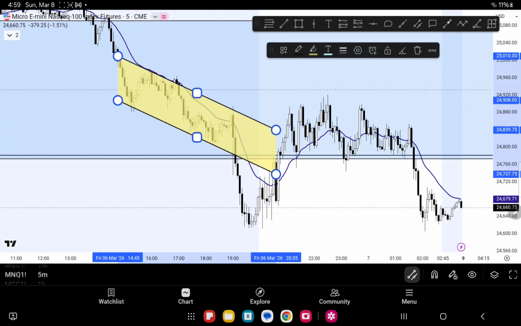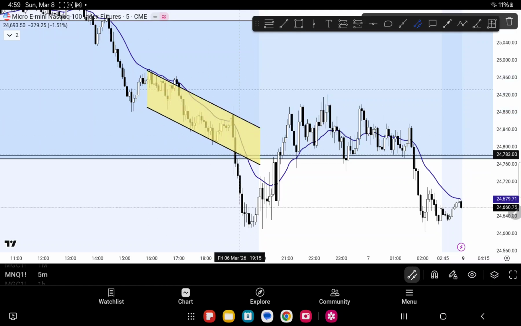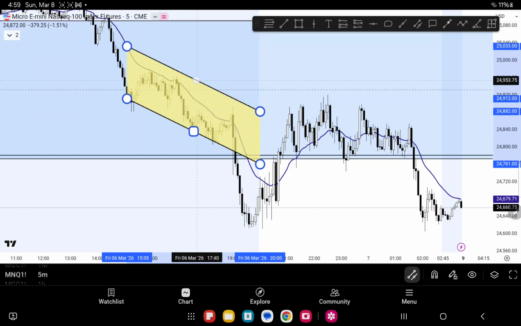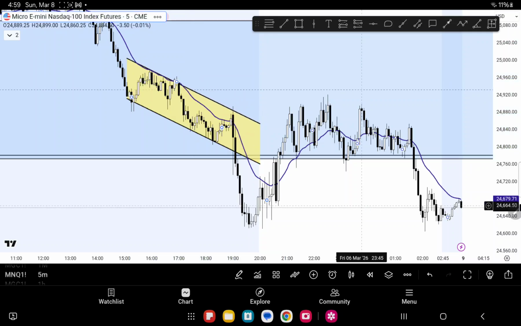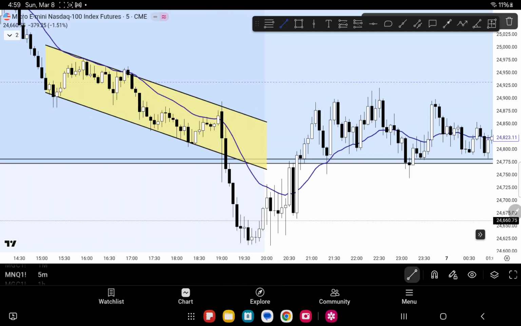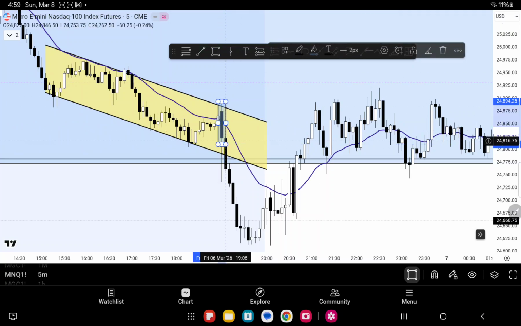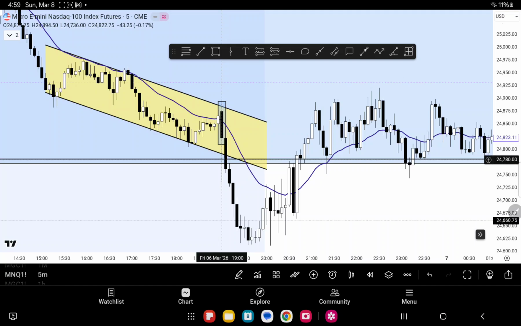I'll draw it again for you guys. This was the channel, and the market was in this channel before I started looking at it. Now this candle right here, one second, this candle right here was a news candle which essentially poked below the channel and also the lows of the range, and after that the price went quite bearish continuously.